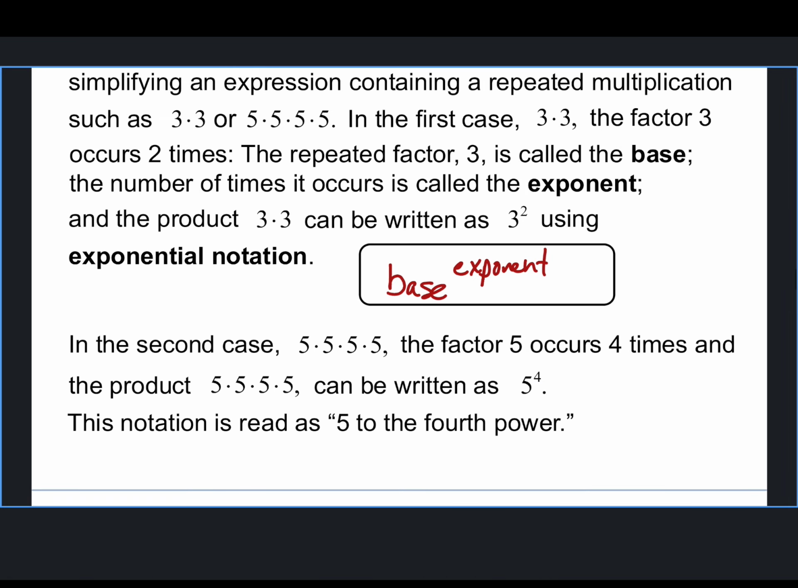In the second case, we have 5 times 5 times 5 times 5. How many factors is that? 4. And the product can be written as 5 to the 4th power.